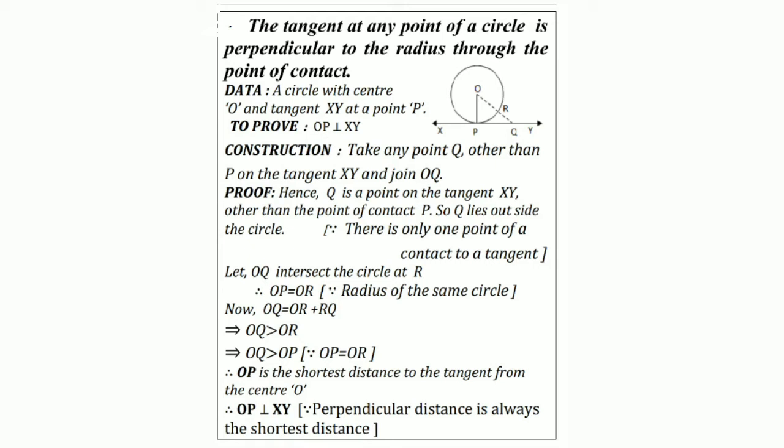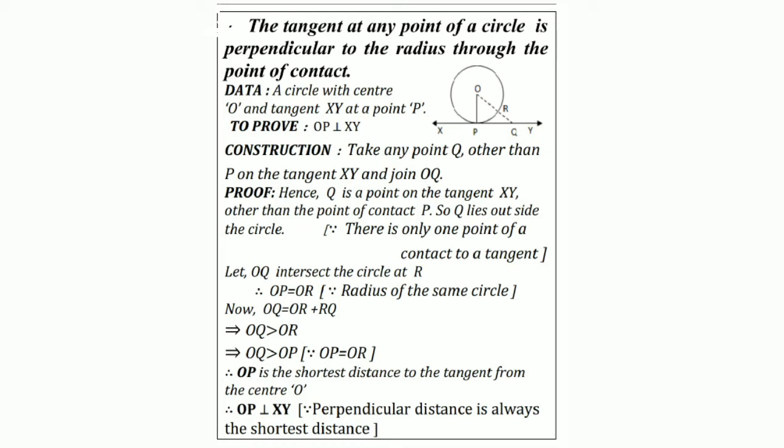Therefore OP equals OR because they are radii of the same circle. Now OQ equals OR plus RQ. So here OQ will be greater than OR because OQ is the whole and OR is added to RQ, then only we are getting OQ. So OQ is automatically greater than OP because OP is equal to OR, as we took at the start. Therefore OP is the shortest distance to the tangent from the center. Therefore OP is perpendicular to XY, because the perpendicular distance is always the shortest distance.